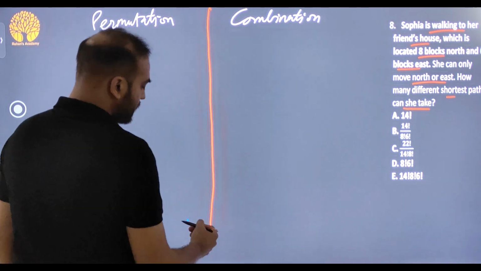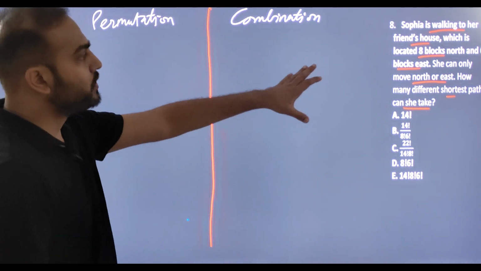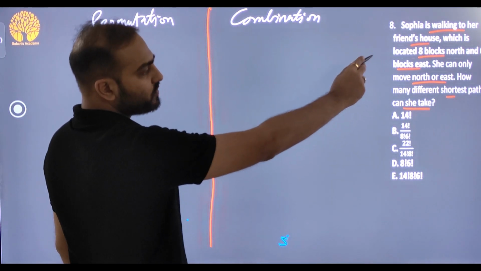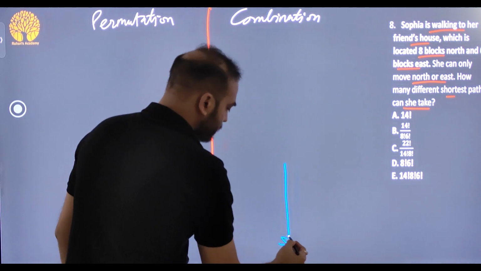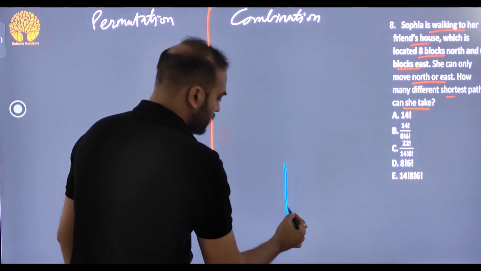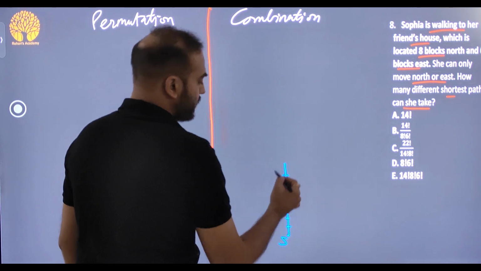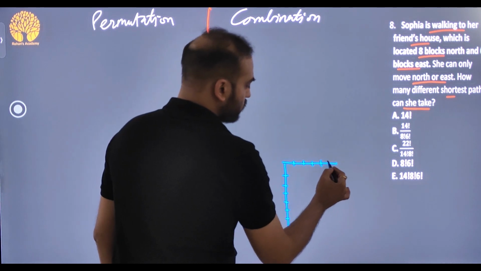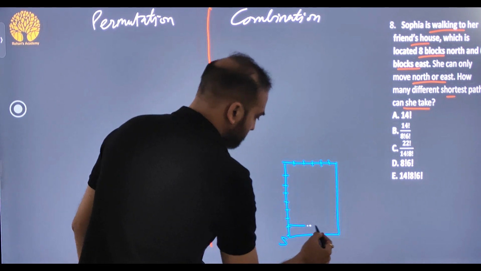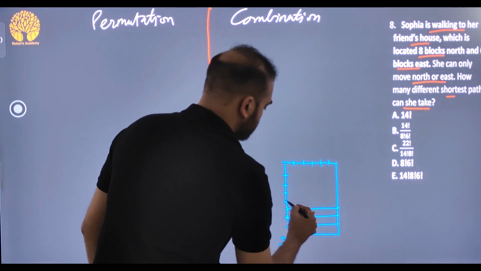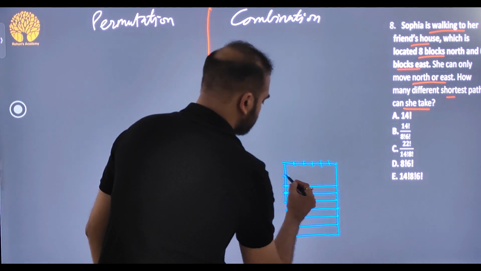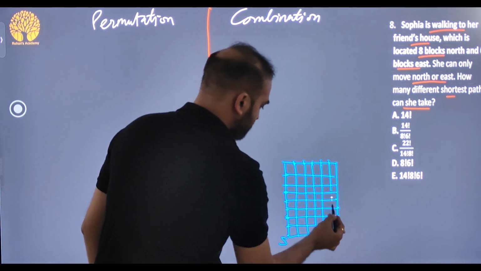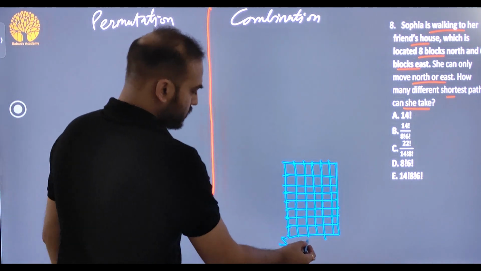Now before we solve, let's understand the question. What is happening? So say this is Sophia's house. She has to go to her friend's house, which is 8 blocks north. That's 1 block, 2 block, 3, 4, 5, 6, 7, 8, and 6 blocks east. That's 1 block, 2 block, 3, 4, 5, 6. So these are your blocks. 1, 2, 3, 4.